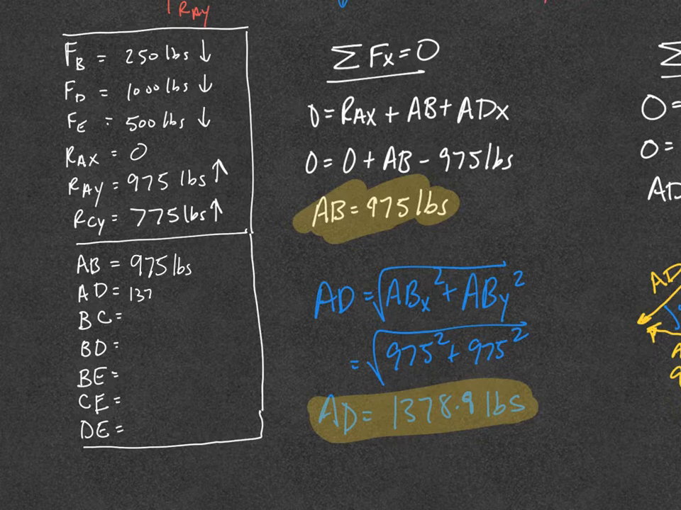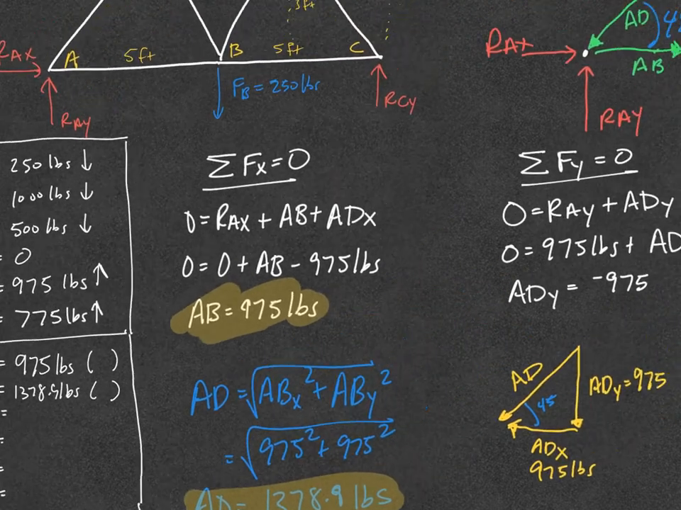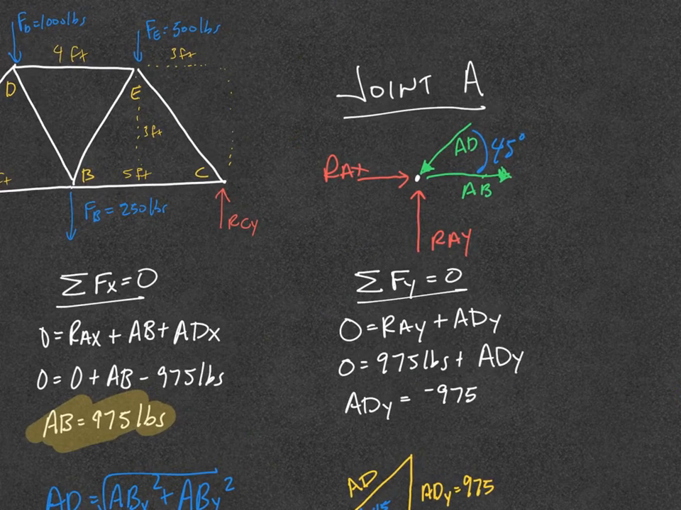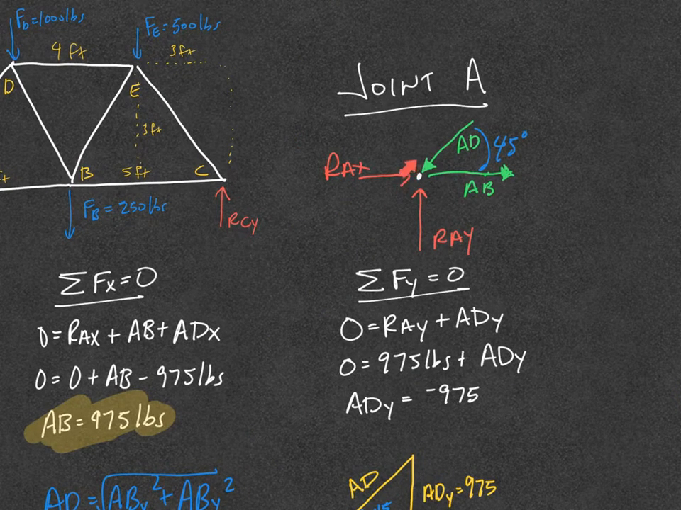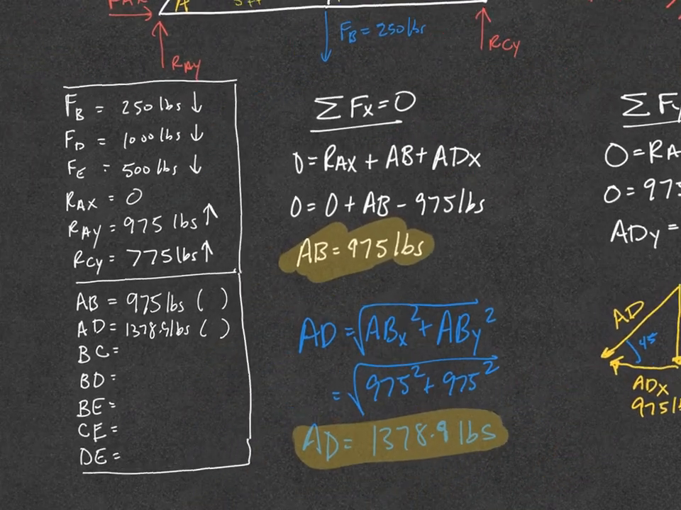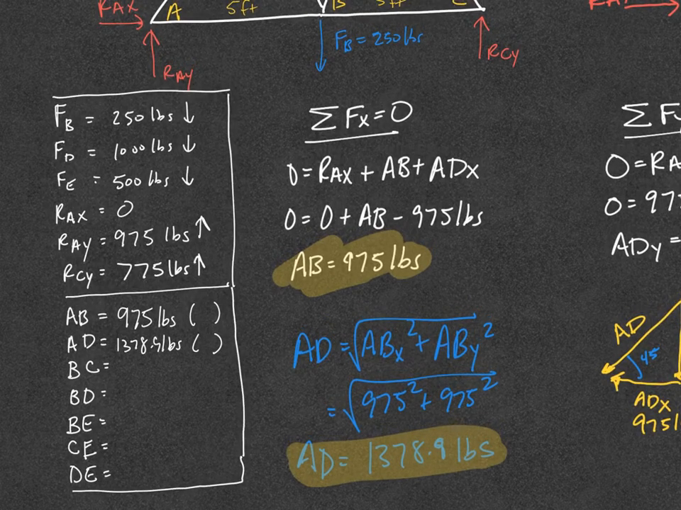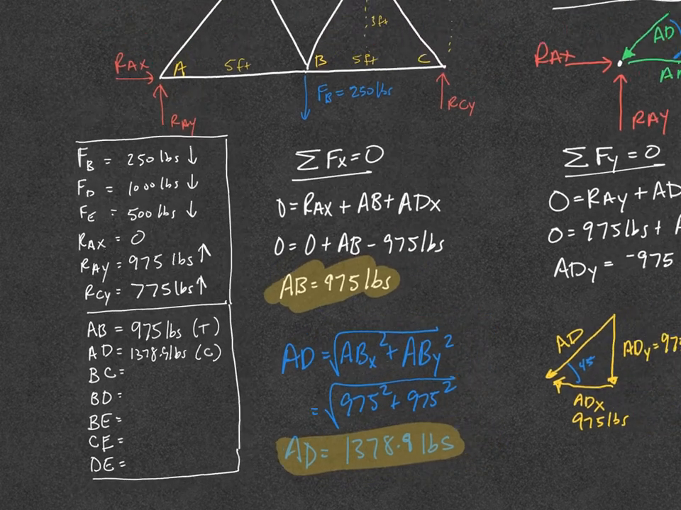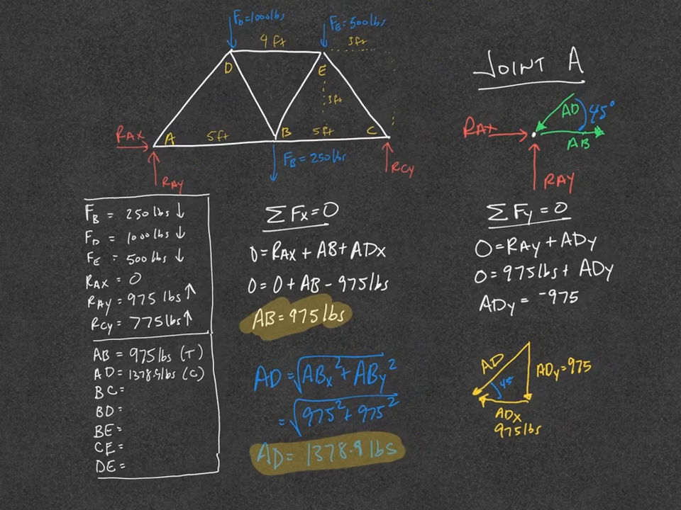So here I'm just putting my forces into my table, and I need to note whether they're in tension or compression. Well, I noted which direction each one was going, and when AD is going towards the joint, that's going to be compression. When AB is going away from the joint, that's going to be tension. So now I'll note both tension and compression for both of those.